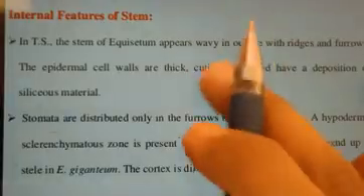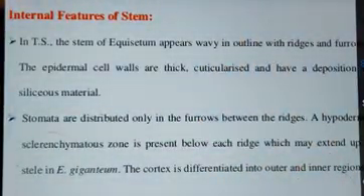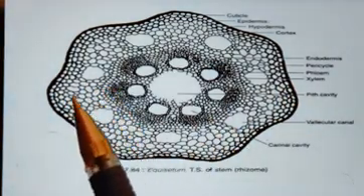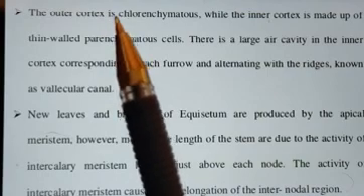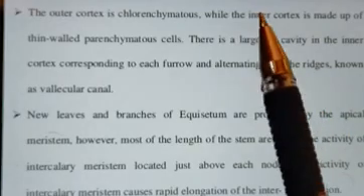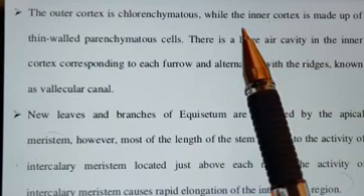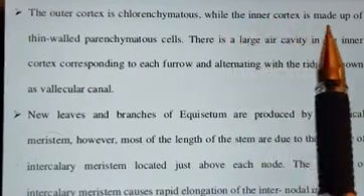The cortex is differentiated into outer and inner region, means the cortex has two regions. This is the inner region and this is the outer region. Then the outer cortex is chlorenchymatous. Chlorenchymatous means chloroplasts are present inside the outer region, and in the inner region chlorophyll is totally absent, while the inner cortex is made up of thin walled parenchymatous cells.